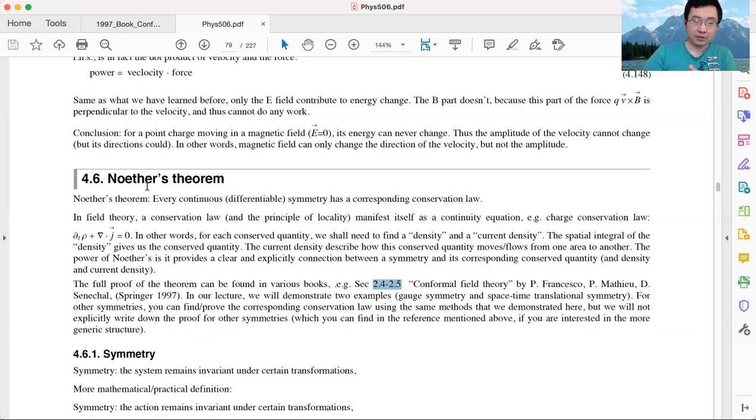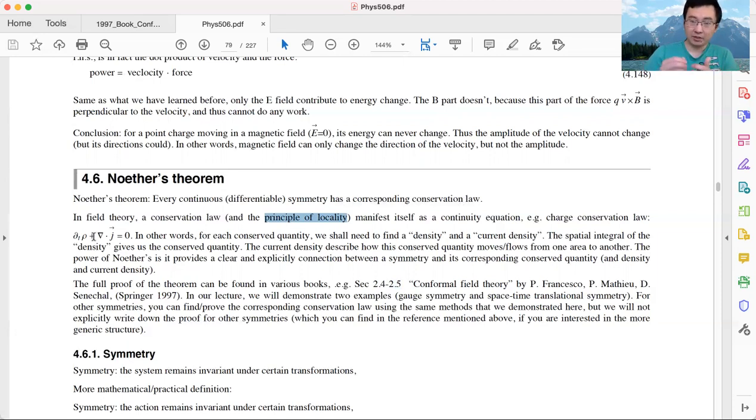Another important concept we demonstrated in the previous lecture is how to write down the conservation law for a continuum system. For a continuum system, the conservation law combined with the principle of locality always manifests itself as a continuity equation.